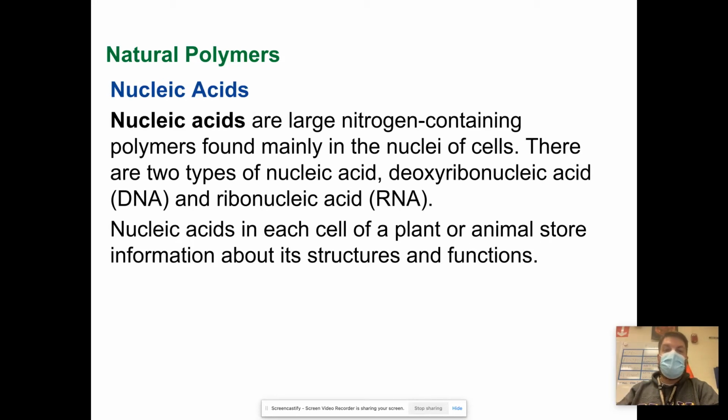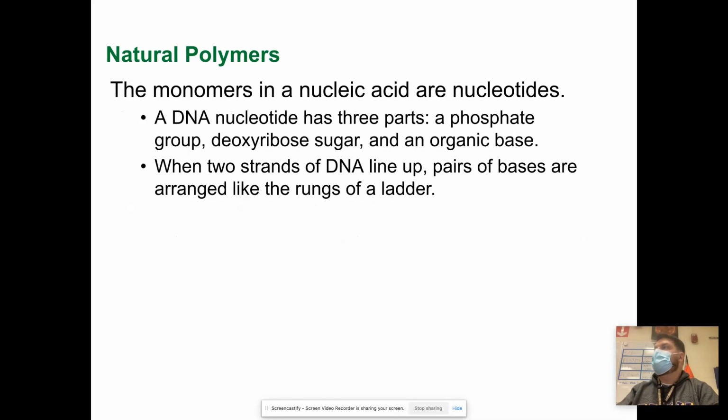Nucleic acids, you guys are probably familiar with this one. Nucleic acids are large nitrogen-containing polymers found mainly in the nuclei of cells. There are two types of nucleic acids, deoxyribonucleic acid, which you guys refer to as DNA, and ribonucleic acid, which is RNA. Nucleic acids in each cell of a plant or animal store information about its structure and functions. Now, we're not going to dive into a huge biology lesson, but your DNA synthesizes all the proteins that your body needs. Okay? Monomers in a nucleic acid are nucleotides.